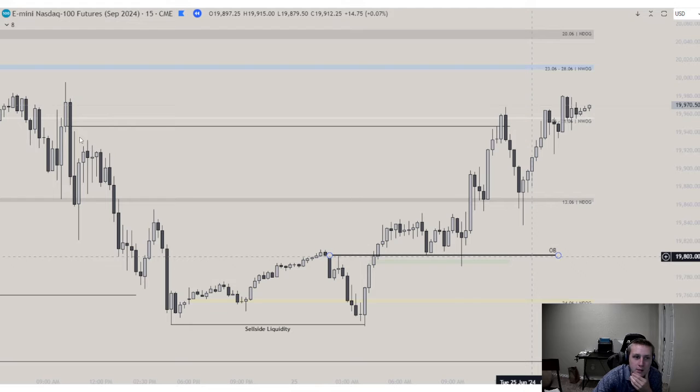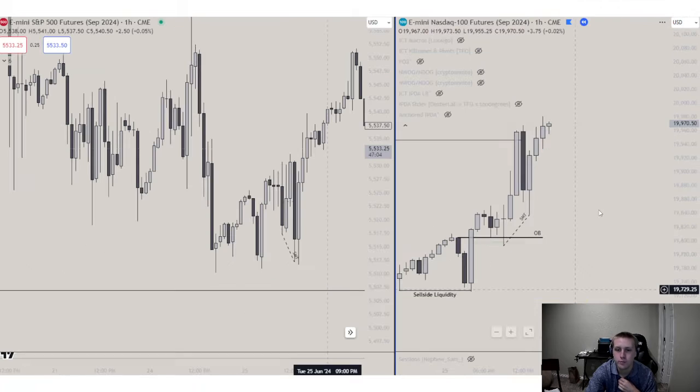We take this buy side liquidity here, and then we retrace back to this order block right here, or this order block. I would refer to this as my order block. This is kind of like the propulsion block. We return back down in there, and then we end up having another buy model throughout the rest of the day, as well as sweeping liquidity here.